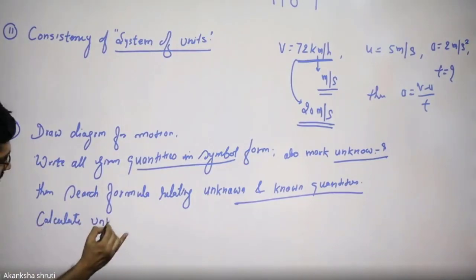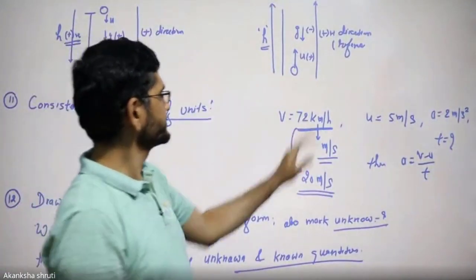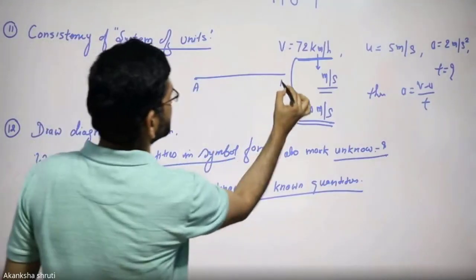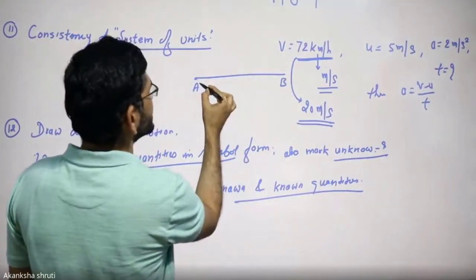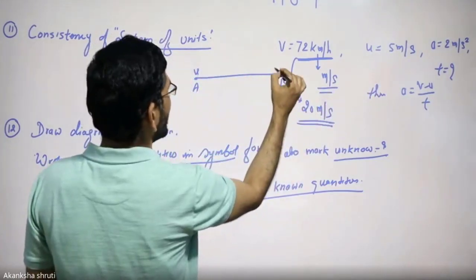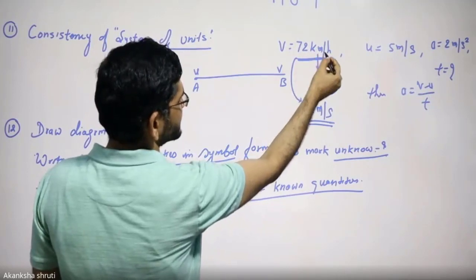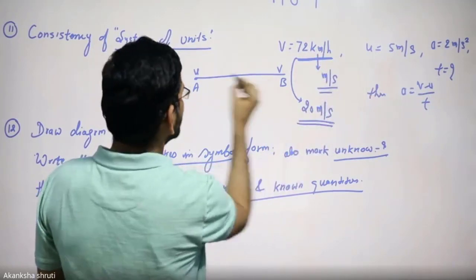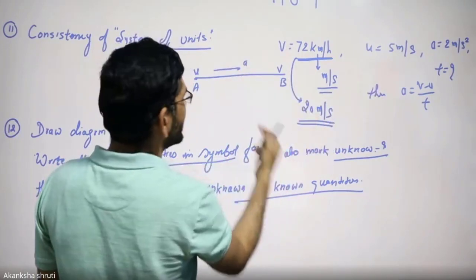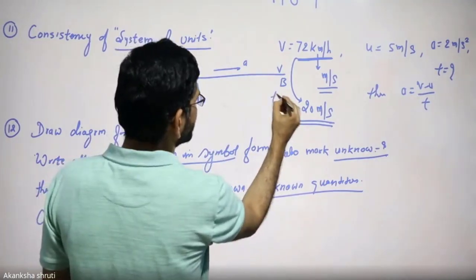Calculate unknown. Like here I have represented some situation. Say the body is moving from point A to point B. At A it was u, which was 5 meter per second. At point B it is v, which is given as 72 kilometer per hour. During this motion, the body has an acceleration of 2 meter per second square. In what time has it reached there? So this is the time t.